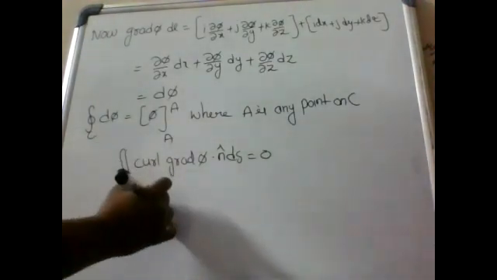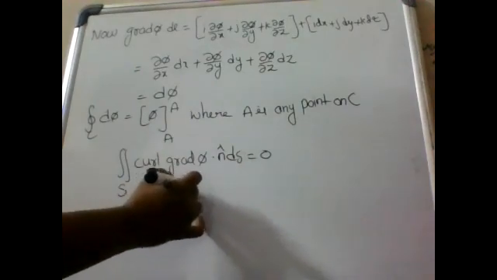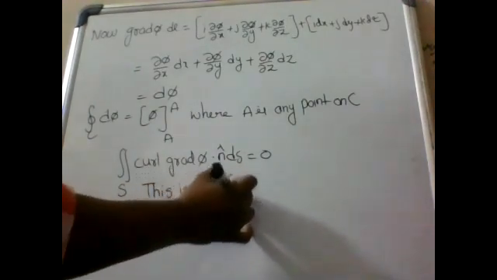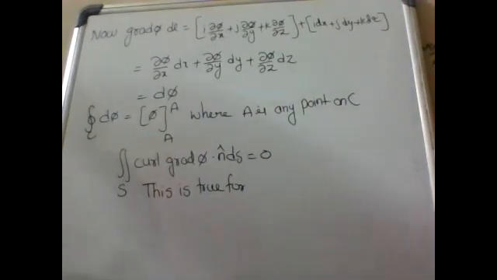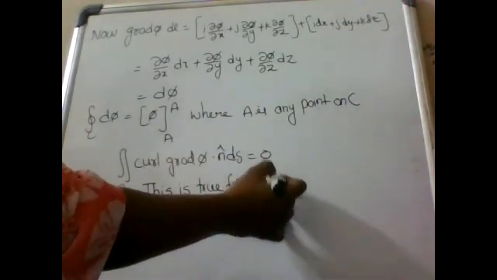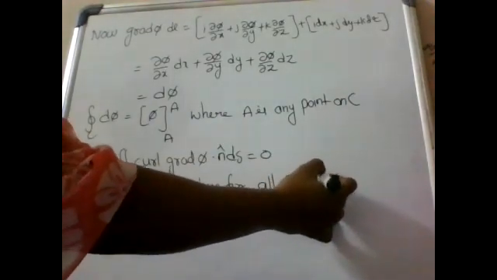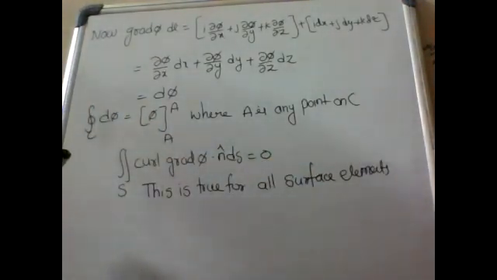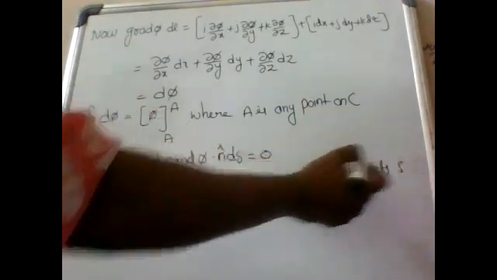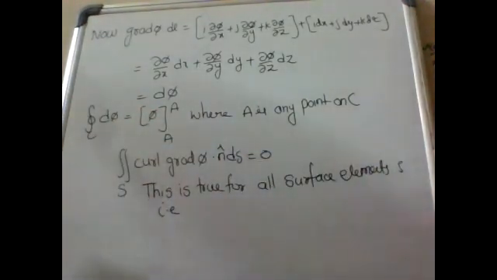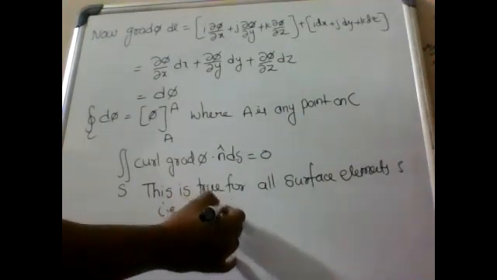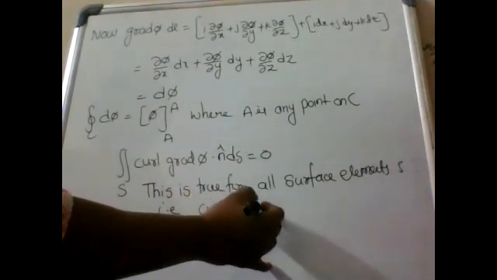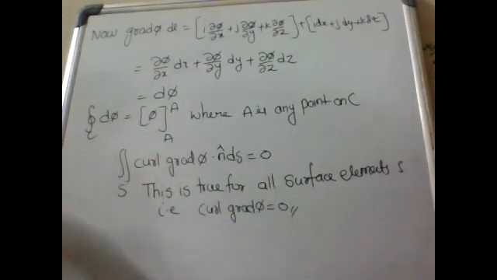So this is true for all surface elements S, that is curl gradient phi equal to 0. This is the proof.